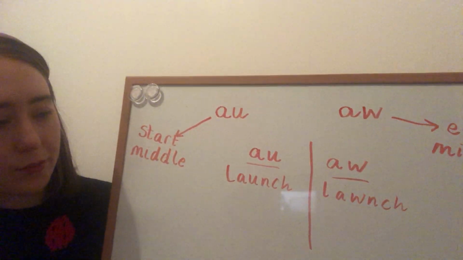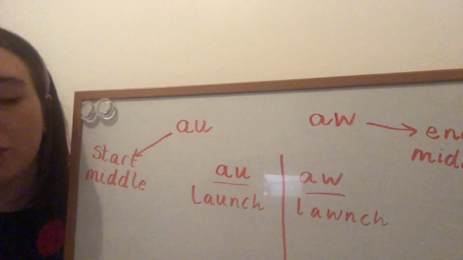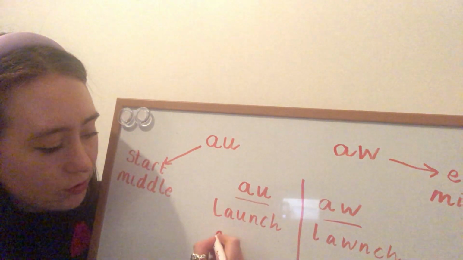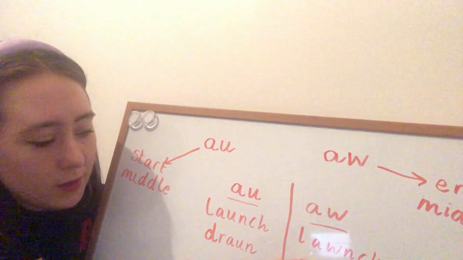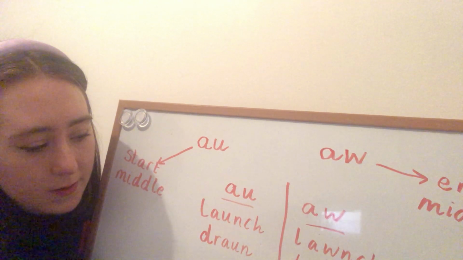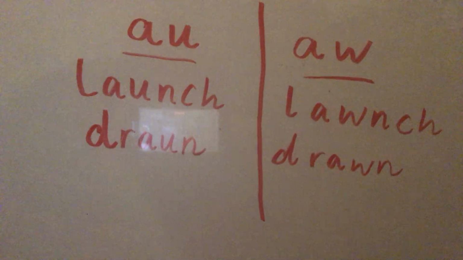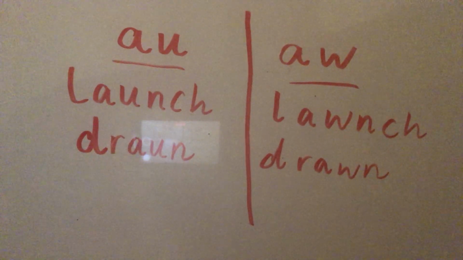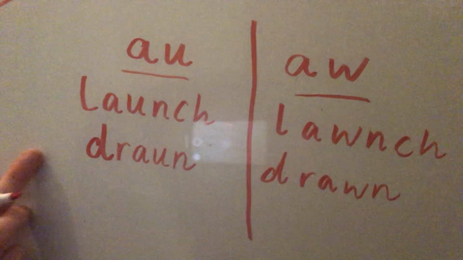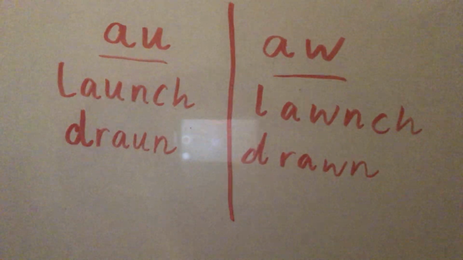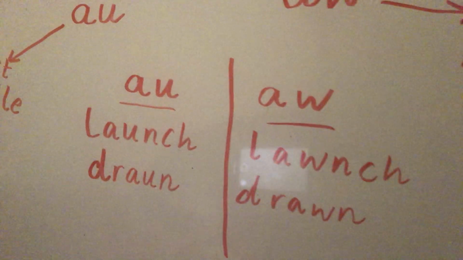Now let's take another word that has the aw sound in the middle. We're going to take drawn. Now I'm going to do the same method as before. Drawn, and I know that lots of you have seen this word before, so you might be able to recognise it straight away. Can you see which spelling is correct out of drawn or drawn? Well done if you've said the aw spelling of drawn.